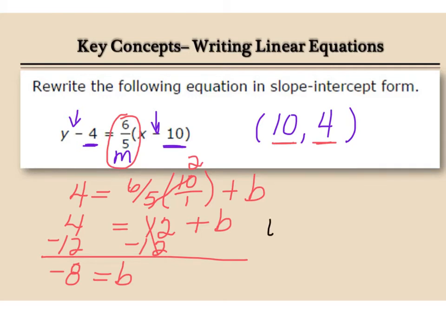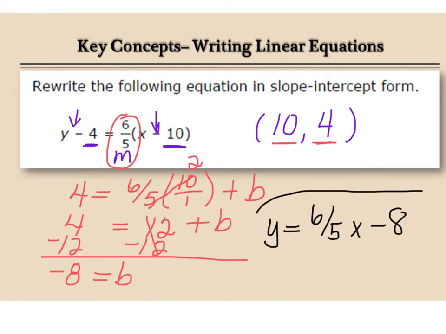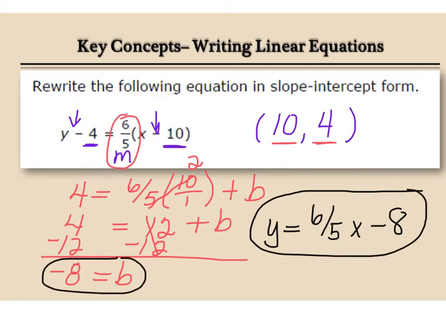That equation is y equals 6/5 x minus 8, because b is the y-intercept, and we already had the slope. We just had to find the y-intercept. We got it from the point 10, 4.